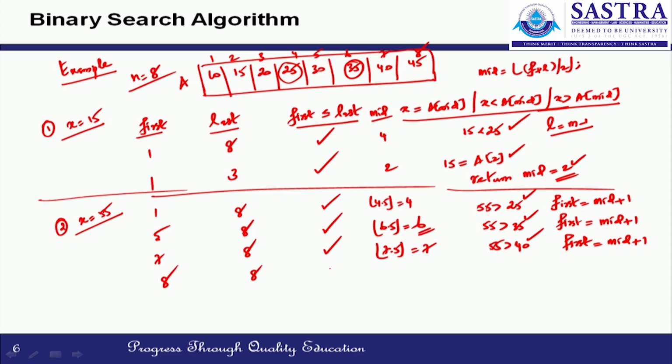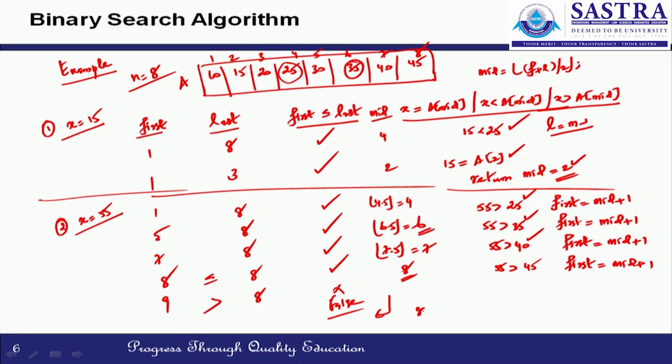Last remains 8. 8 less than or equal to 8, condition is true. Mid value is 8, the 8th element is 45, 55 is still greater than a of 8, 45. Again first needs to be updated. First is equal to mid plus 1. First becomes mid plus 1, current mid is 8, 8 plus 1, 9. Last remains 8. Since 9 is greater than 8, first less than or equal to last, condition is false. Control comes out of the while loop.